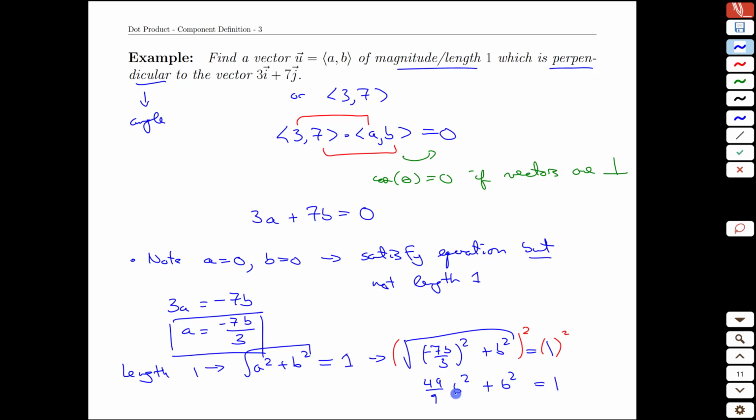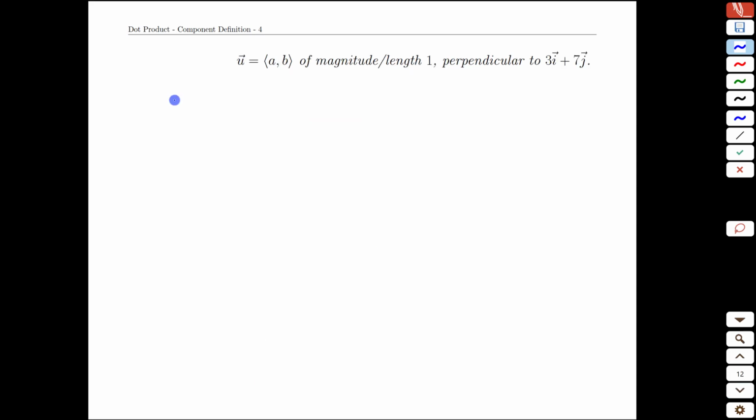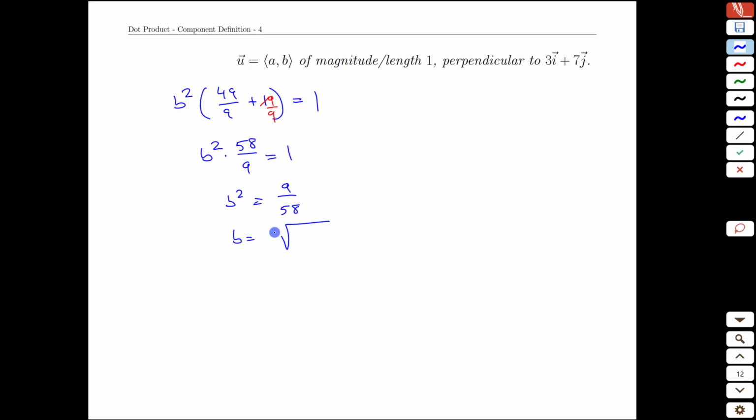Then we can start factoring things, which we'll do on the next page. We have b squared, and we had 49 over 9, and we had 1 b squared equals 1. Putting these on a common denominator, we would end up with 9 over 9 here, and 49 together give us 58 over 9 equals 1 times b squared. So b squared is going to equal 9 over 58. And so b would equal plus or minus the square root of 9 over 58.